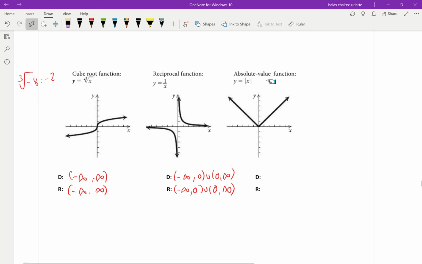Our absolute value function, that's also a good function to keep in mind. The domain is from negative infinity to positive infinity, and the absolute value makes anything negative positive. So 0 stays 0, and that means that its range is going to be just from 0 to positive infinity.